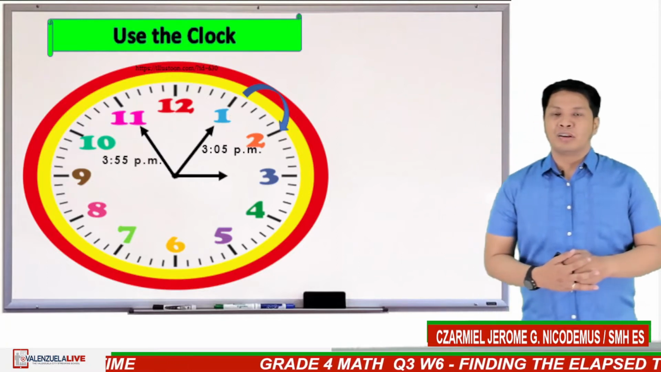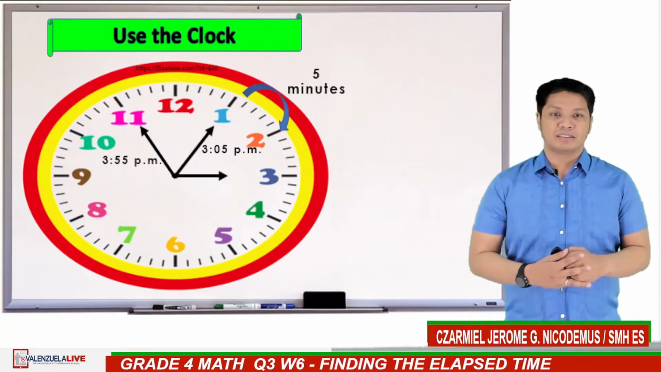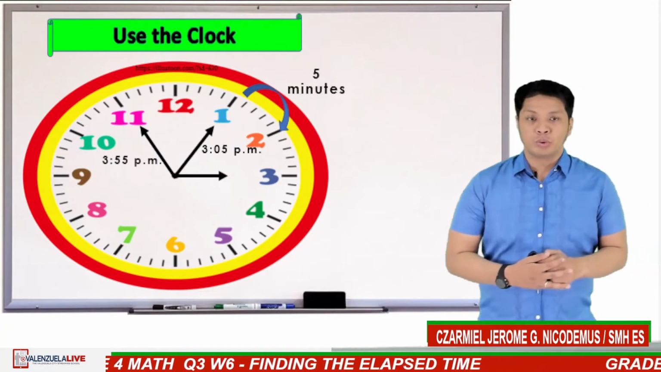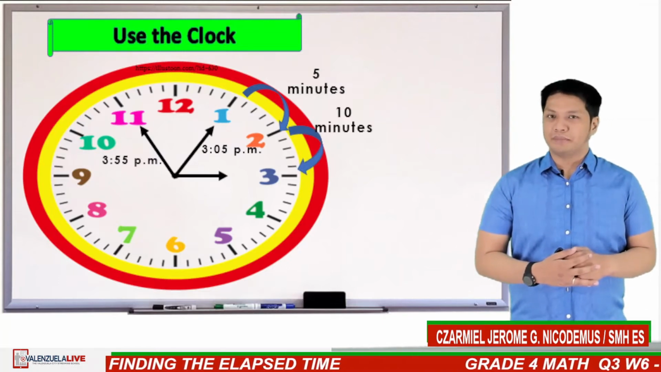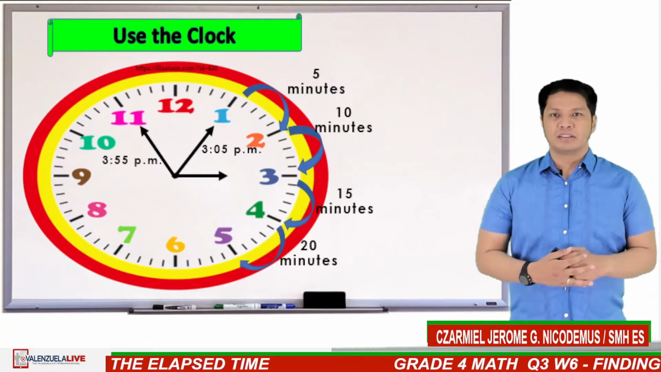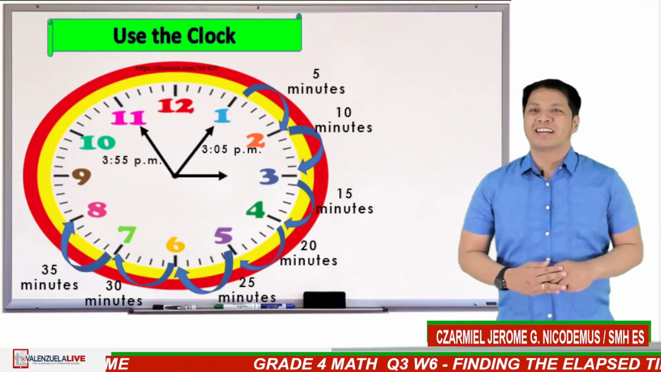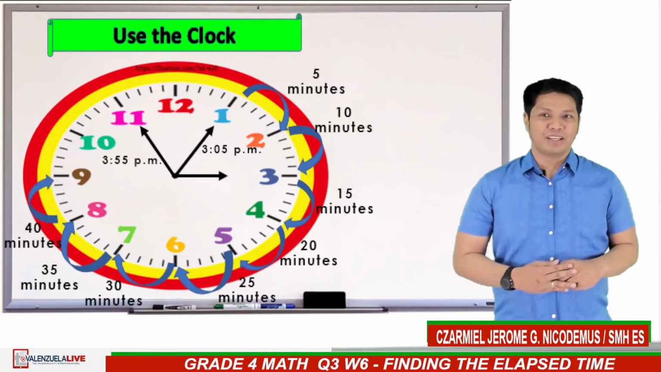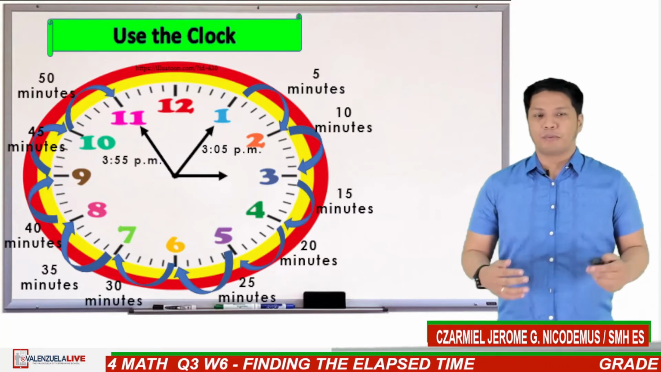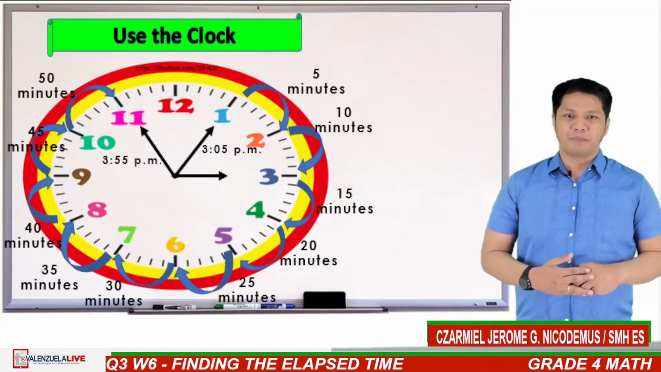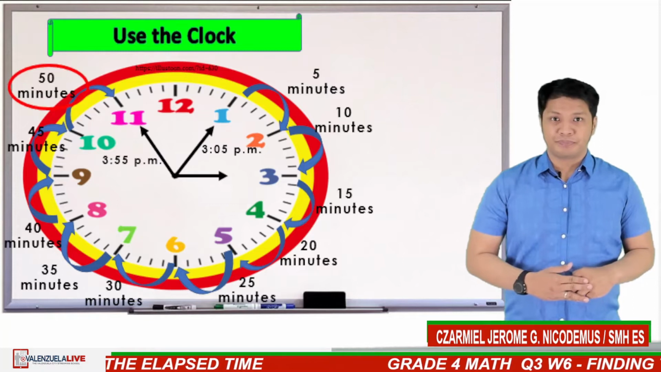So from 3:05 to 3:10, there are 5 minutes. So from 3:05 to 3:55, there are 5 minutes, 10 minutes, 15 minutes, 20 minutes, 25 minutes, 30 minutes, 35 minutes, 40 minutes, 45 minutes, and 50 minutes. So from 3:05 to 3:55, there are 50 minutes, which is 50 lines, which is equal to 50 minutes.